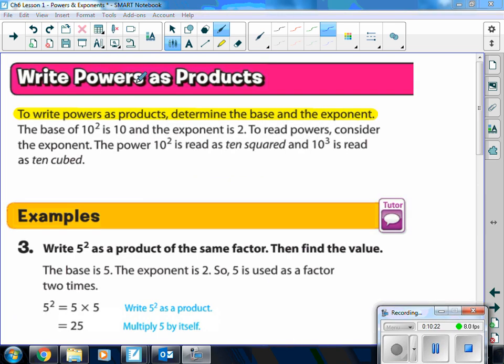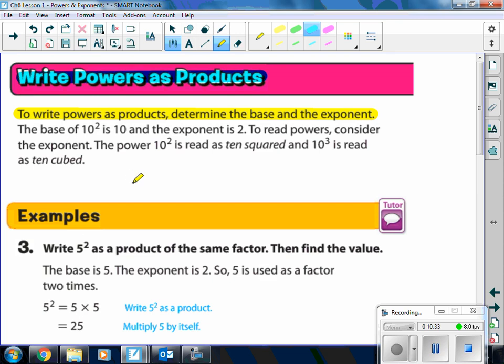So now we're going to write powers as products. Make sure you write down your heading. Okay? To write powers as products, we want to determine the base and the exponent. So remember, the base is the big number. The exponent is the little number in the top right-hand corner. The base is the number that is getting multiplied, and the exponent tells you how many times it's getting multiplied.